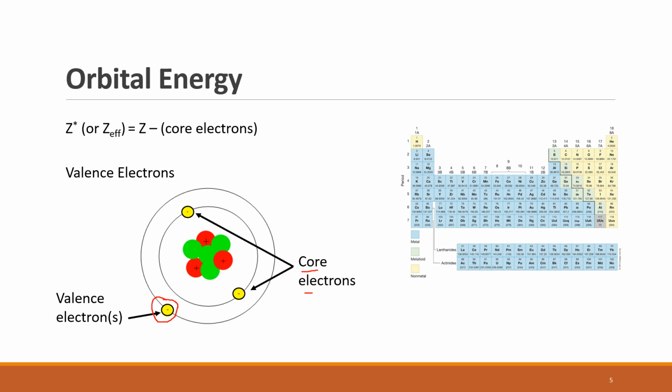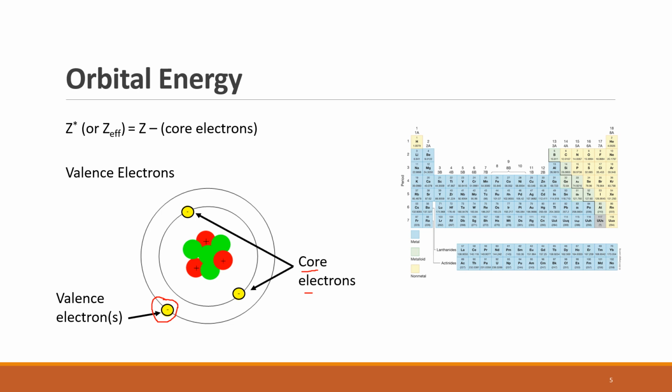So the core electrons are held more tightly than the valence electrons. Why? Because those core electrons are closer to that positively charged nucleus, so they feel the attraction of that positively charged nucleus more, causing them to be held tighter. So if they're held tighter, they're harder to pull off, they're lower in energy, they're more stable.